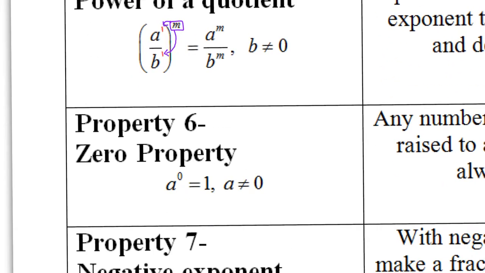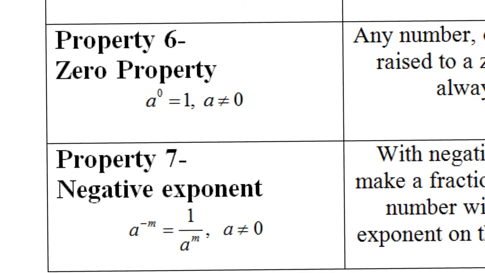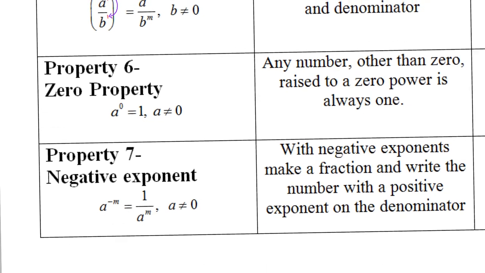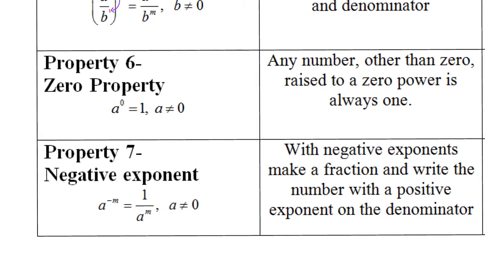Now property number 6 and 7, they're not really fractions, but these are also properties for exponents. So let's go ahead and look at property number 6. It says the 0 property, and it says any number or variable for that matter other than 0 raised to a 0 power is always 1. So the answer is equal to 1. So a to the 0 power equals 1.